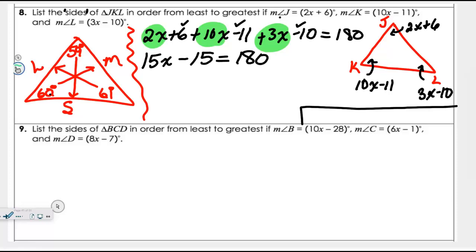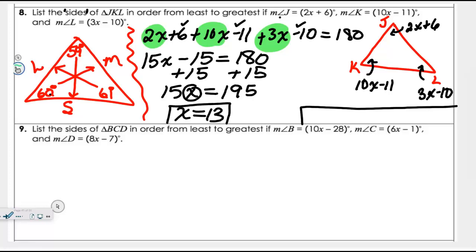Now the variable is on one side, so just 2 steps. I'm going to add 15. I'm just doing one of these so I can do it nice and neat. And then what would my last step of this be, guys? Divide by 15. Can somebody divide 195 by 15? 13. X is 13.